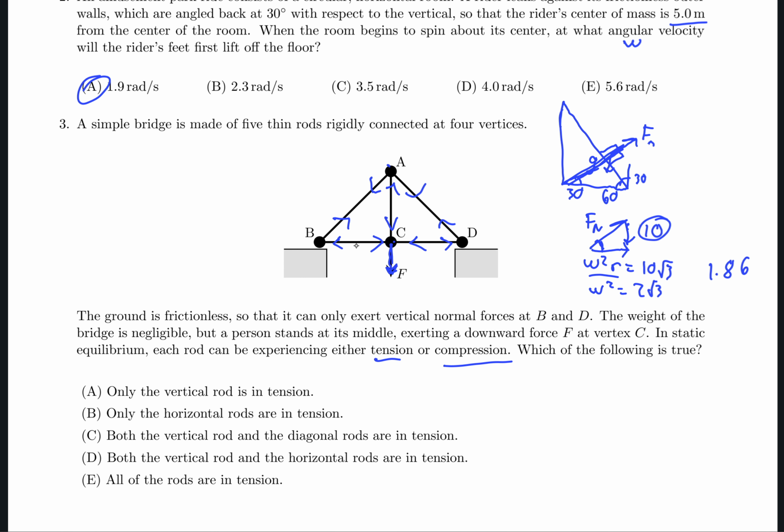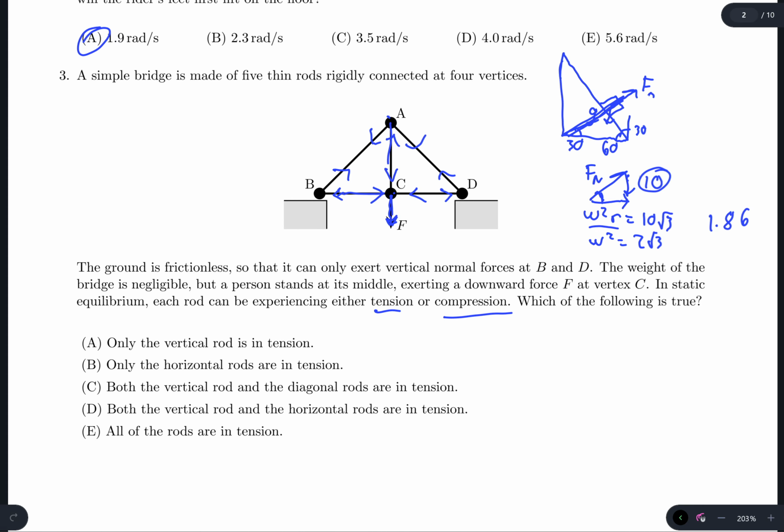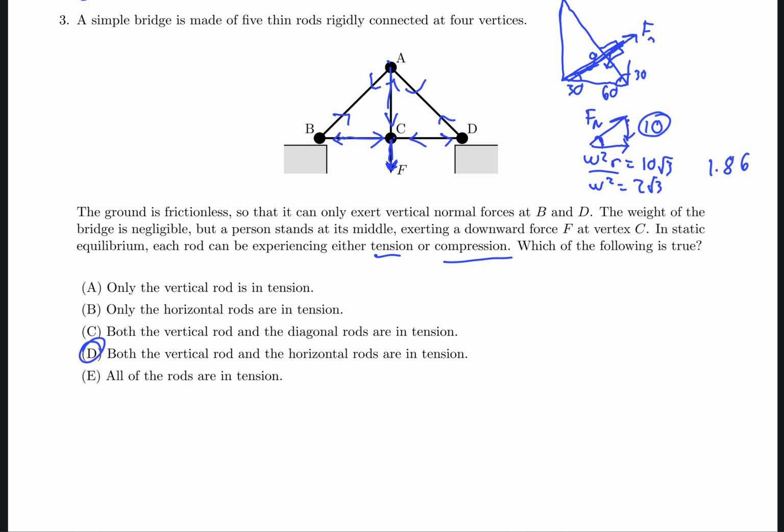So we have tension for the BC, CD, and AC. That means the vertical rod and the horizontal rods are in tension. And this is a nice problem because you're just imagining. No math, just imagine if they're being pulled outward or inward. It teaches you to envision it in your head, with a little bit of a bend in each of the rods, which ones are being compressed and which ones are being stretched out.